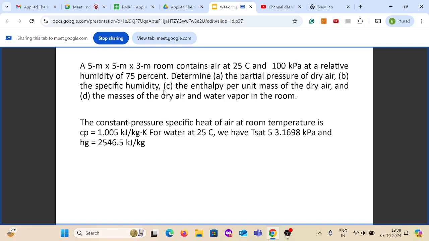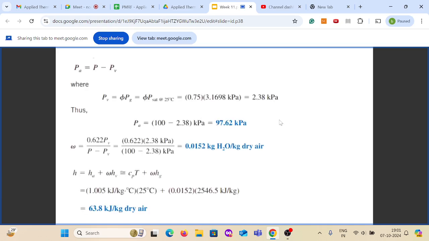So enthalpy is again Cp into T: 1.005 into 25, plus your omega into 2500 plus 1.88 into temperature 25. So that will give you the enthalpy, and we need to find the mass of dry air and water vapor in the room.